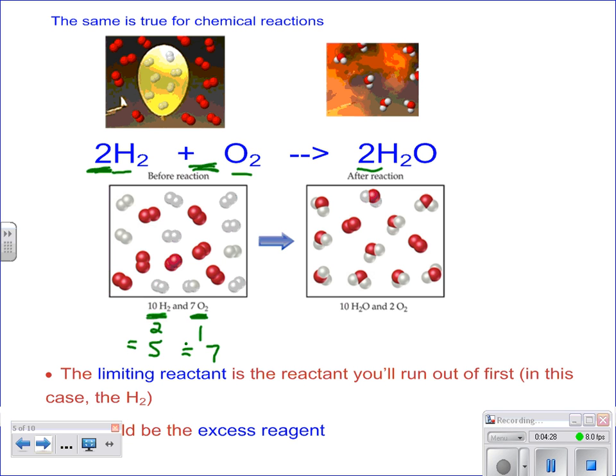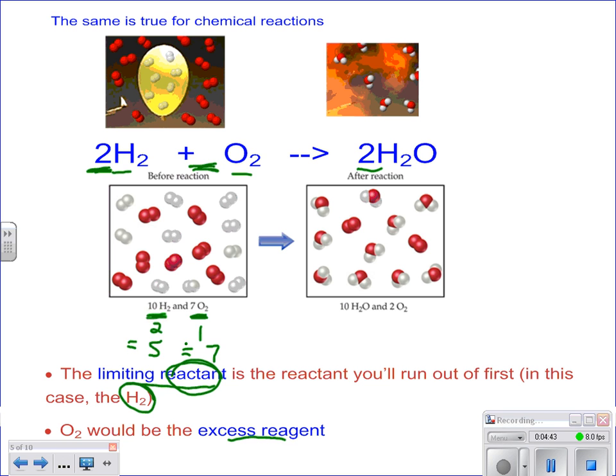So in this case, the limiting reactant, it's the reactant that you run out of first, and it happens to be hydrogen in this case. The excess would be oxygen. Don't worry too much about this terminology. These mean exactly the same thing, reactant or reagent. It's just the stuff that you start with, stuff that you're putting together.